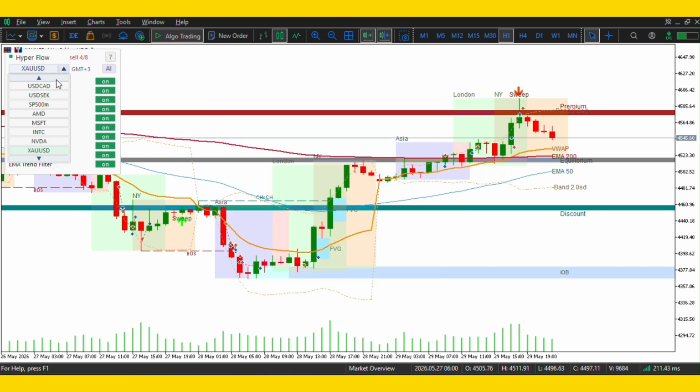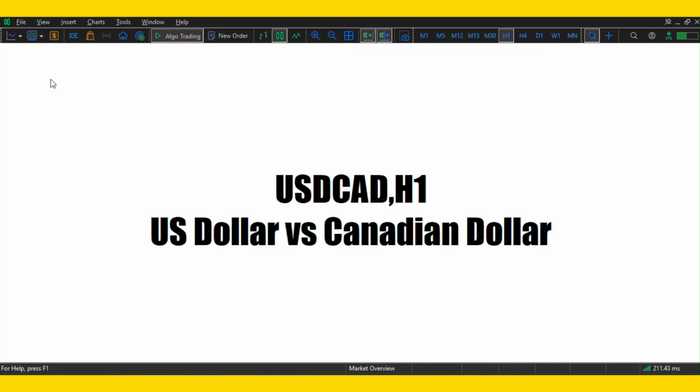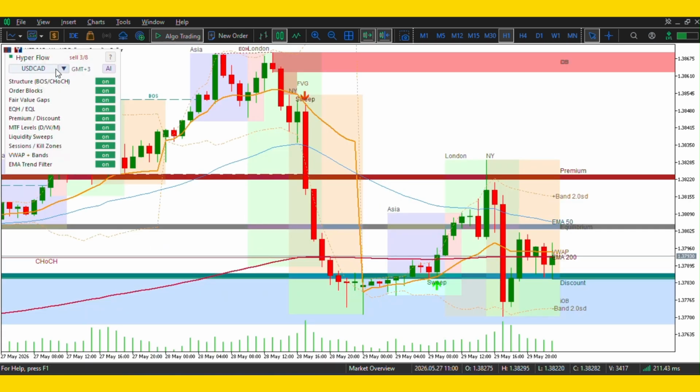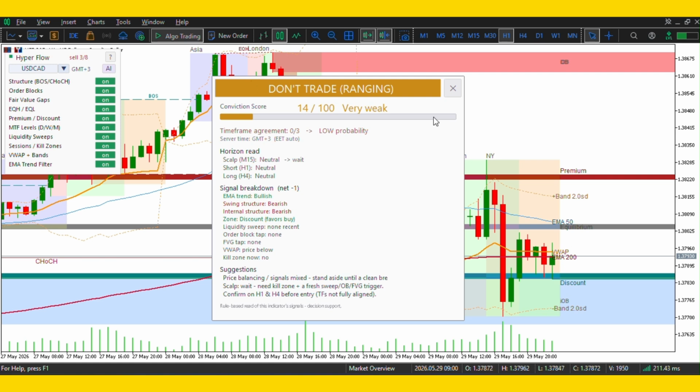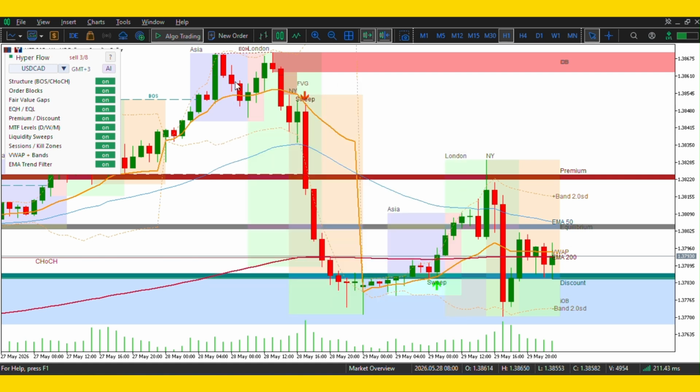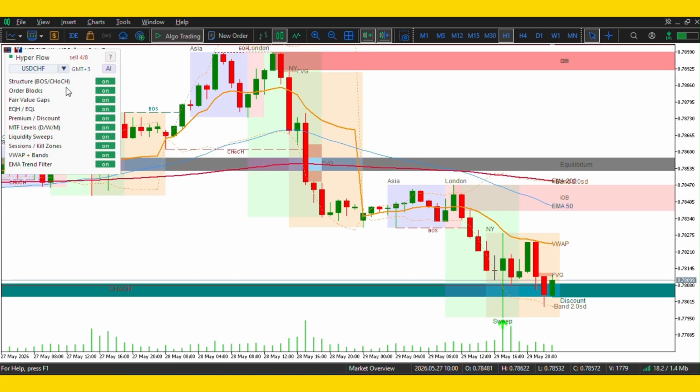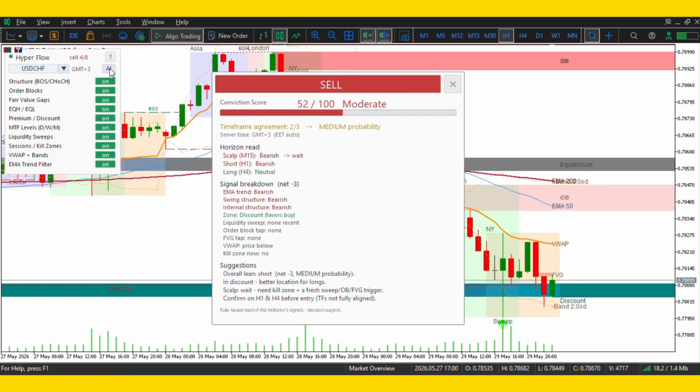Let's check another pair. Now we're looking at USDCAD. The AI reading is weak. There's no nearby liquidity sweep. Price is not providing enough confirmation. This setup may simply waste our time. Let's move to USDCHF. This pair is showing stronger sell-side conditions. Let's check the AI reading. Yes, the AI also supports the sell-side idea.